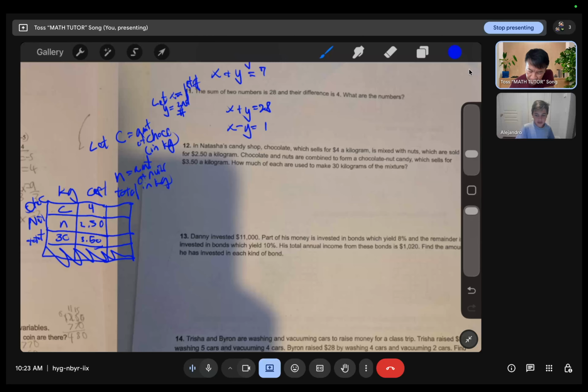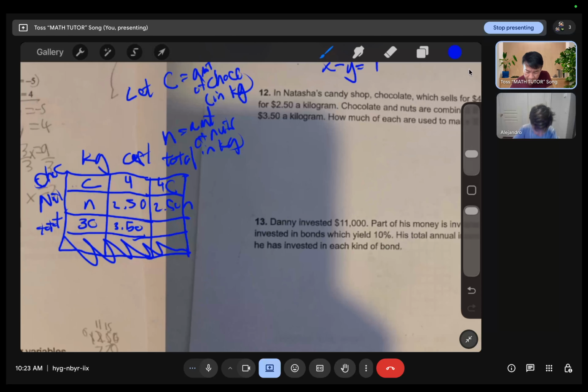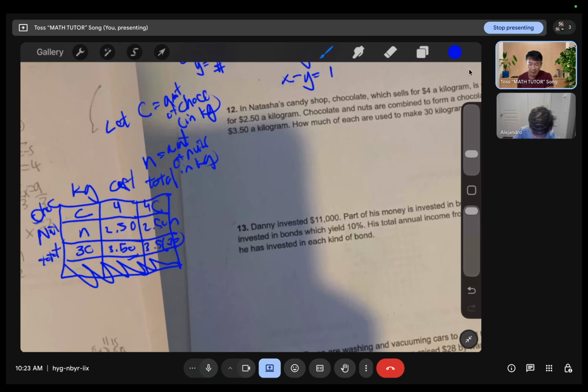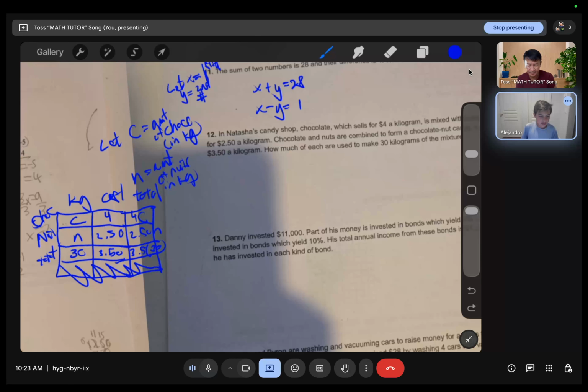When you actually put it together, the equation for the total here should be 4c, right? Plus 2.50 n, right? And this will be 3.5 times 30. Is that right? Yeah. Now, how would you write the equations? I'll bet you know it. I think we could take out this column now, right?